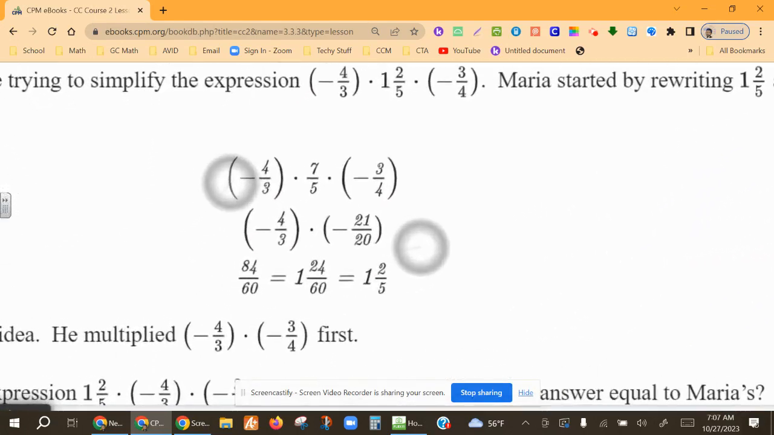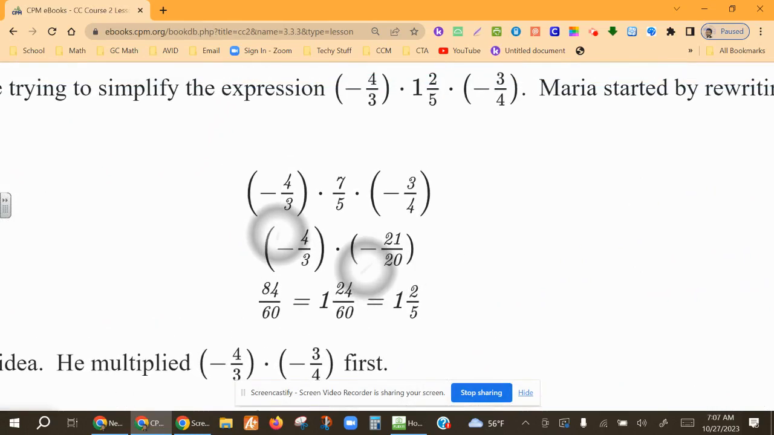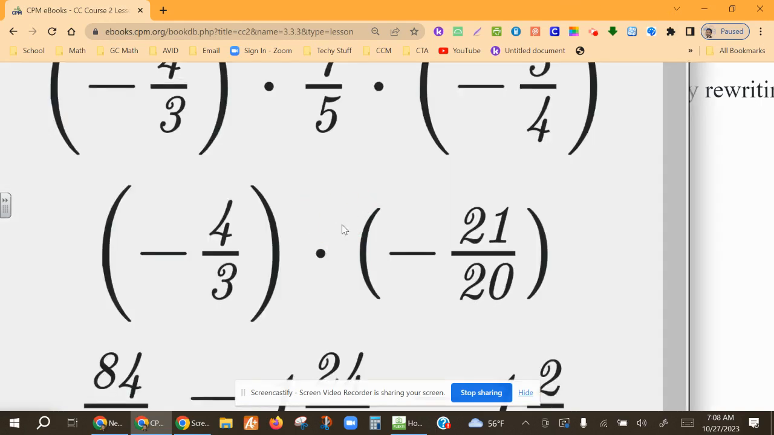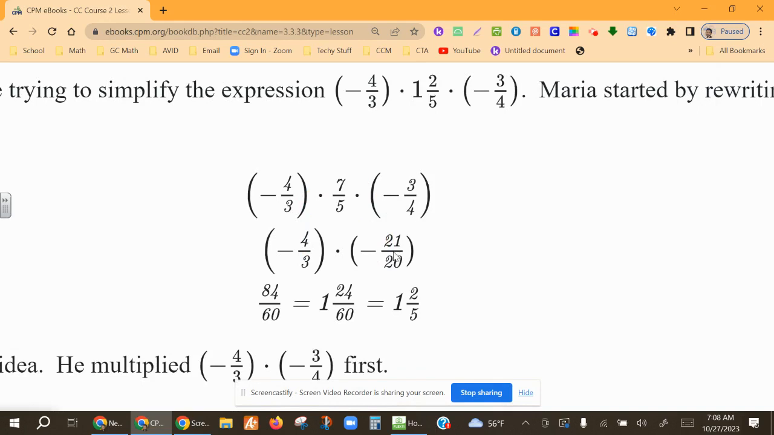So we have this student who's working on this problem. They have negative 4/3 times 1 2/5 times negative 3/4. So what they happen to do is take the negative 4/3 times 7/5. So they change the mixed number to 7/5. And so now all they have is fractions, so they're multiplying fractions. So the first thing they do is they multiply the 7/5 times the 3/4 to get 21 over 20.